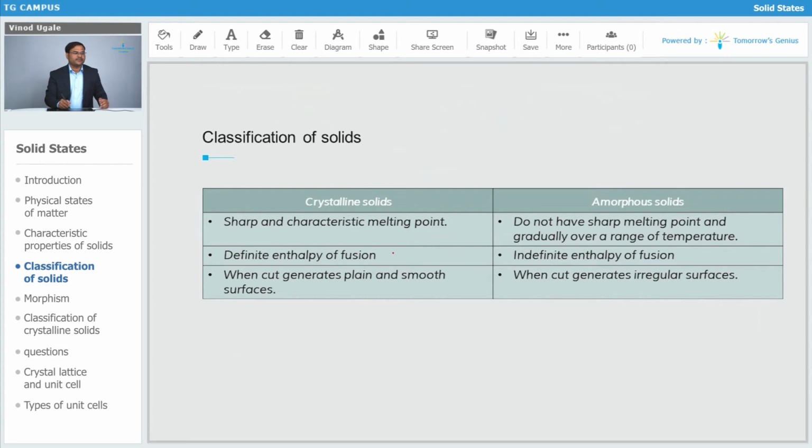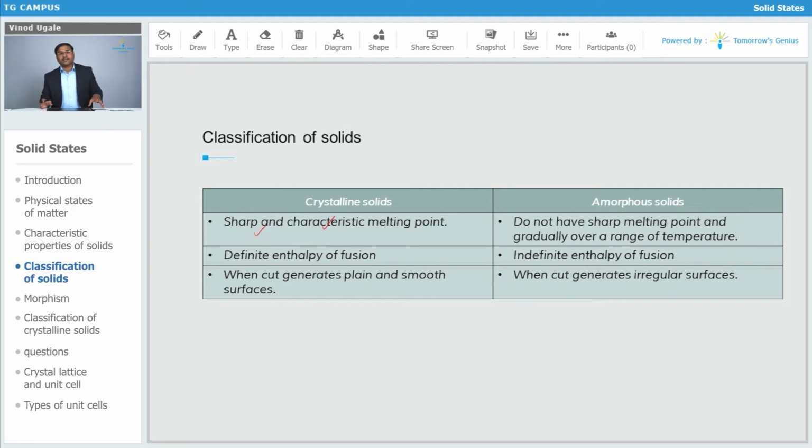Crystalline solids have a sharp and characteristic melting point, so you will get an accurate value for the melting point of crystalline solids. But in case of amorphous solids, you will not get an accurate value; you will get an order of value. Let's say for a certain solid, the melting point is going to be 100 degrees Celsius to 104 degrees Celsius. So that is a range of 4 degrees Celsius. So a range of temperature you will get as a melting point for amorphous solids.